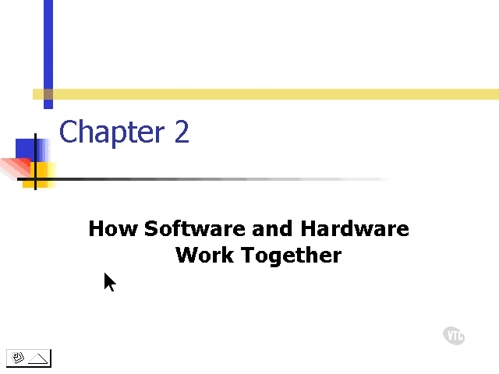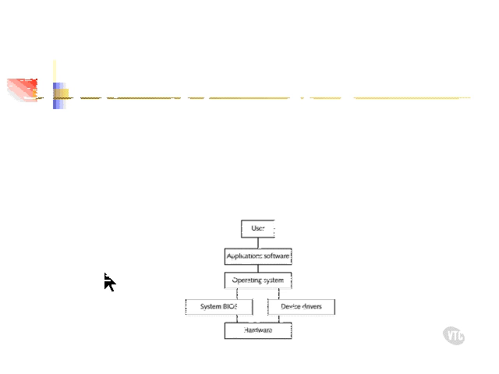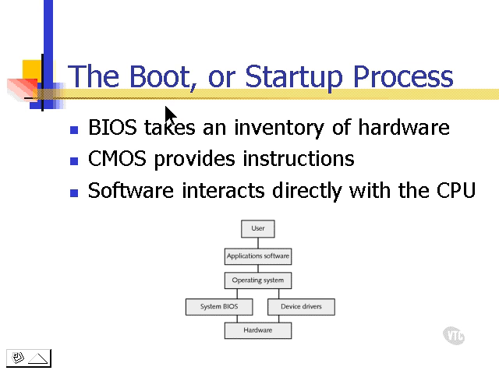Okay, now we're ready to take a look at how software and hardware work together in a computer. Software and hardware first meet each other in what's called the boot process, or the startup process. This is when we start the computer. At this point, BIOS takes an inventory of all the hardware. CMOS provides instructions on how hardware and software will work together, and software interacts directly with the CPU.